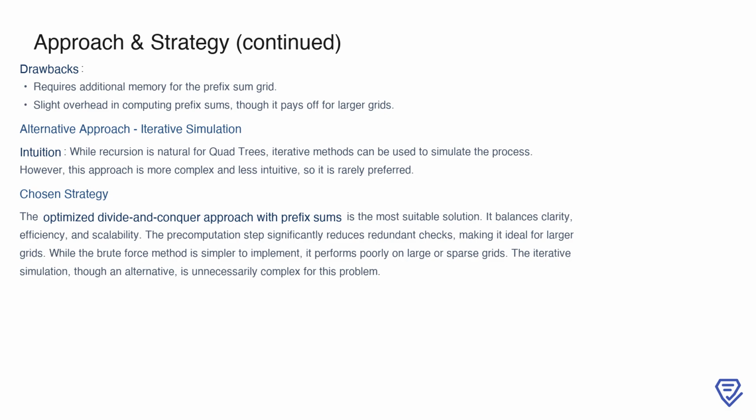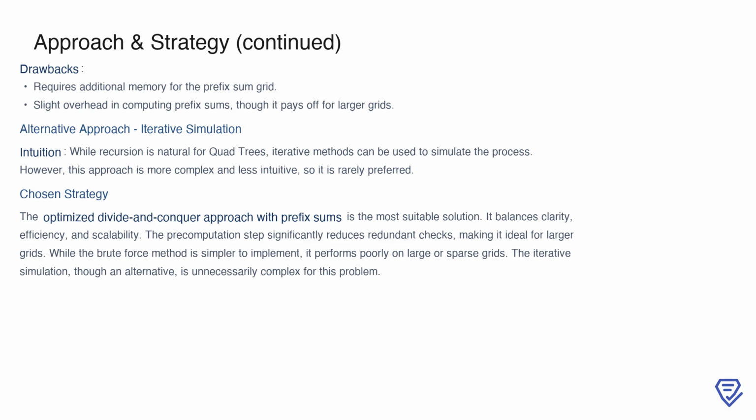The use of a prefix sum grid requires additional memory, and there is an initial overhead in computing the prefix sums. However, this extra effort is justified for larger grids, where the performance improvement becomes significant. Another alternative is to simulate the quad tree construction iteratively instead of using recursion. Although this is theoretically possible, it is less intuitive and considerably more complex to implement. For this reason, iterative simulation is not commonly used for this problem.